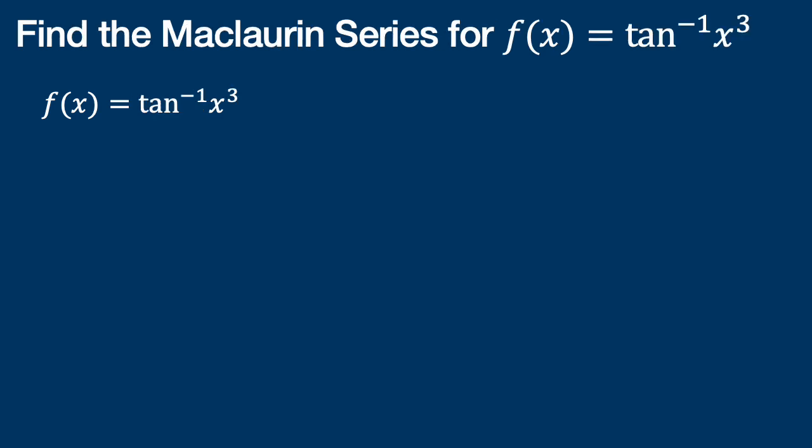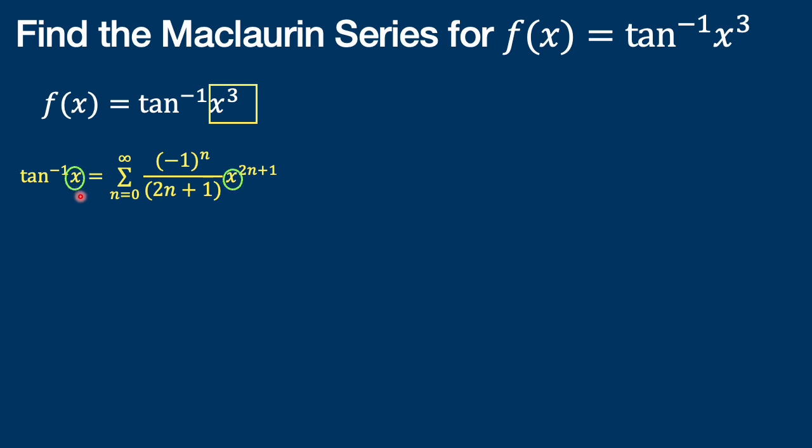Let's have another example. We want to find the Maclaurin series for f of x equals arctangent x cubed. We already know the Maclaurin series for arctangent. The only difference is x cubed. So here is x, here is x. You're going to replace x by x cubed. That's all you have to do.